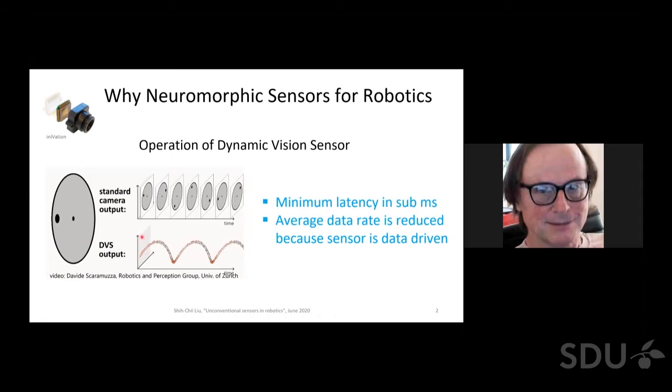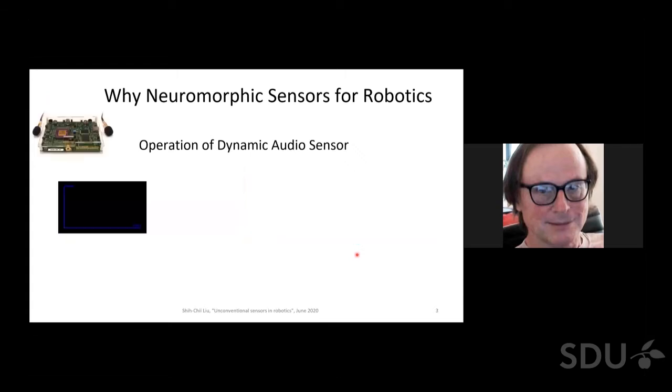Because of this asynchronous way of transmitting the events and also what the camera is looking for, we get minimum latencies in sub-milliseconds, and the average data rate is reduced because the sensor is data-driven. The same thing applies to the dynamic audio sensor. What you see here is the output of the frequency channels of the cochlea as a function of time. Most of the time you don't see anything, but whenever someone speaks, you see a set of spikes come out from the different channels that see the frequencies of the sound.